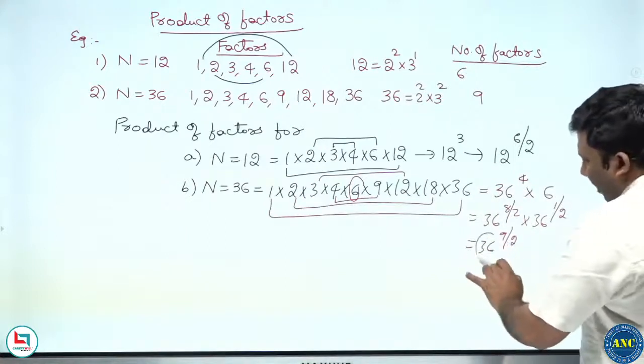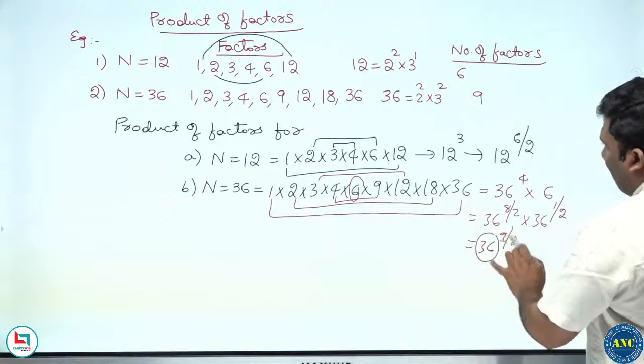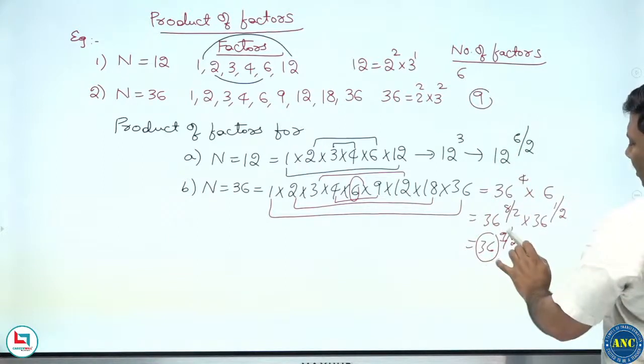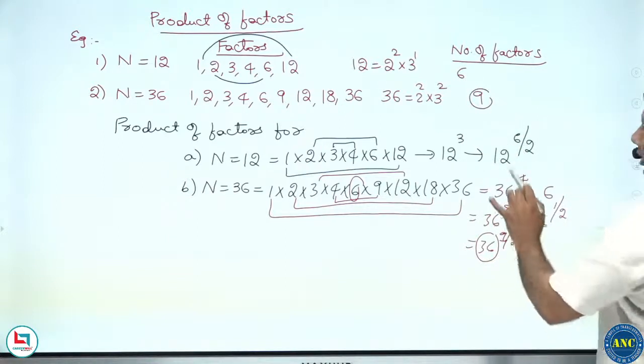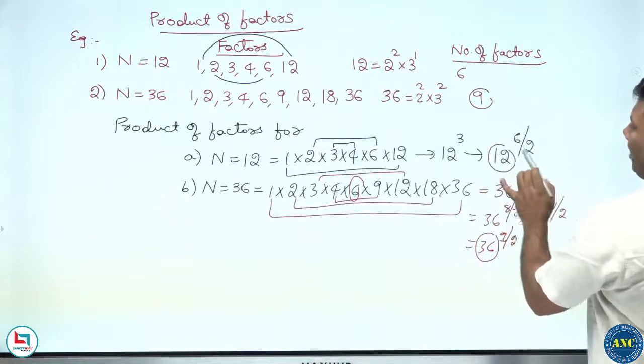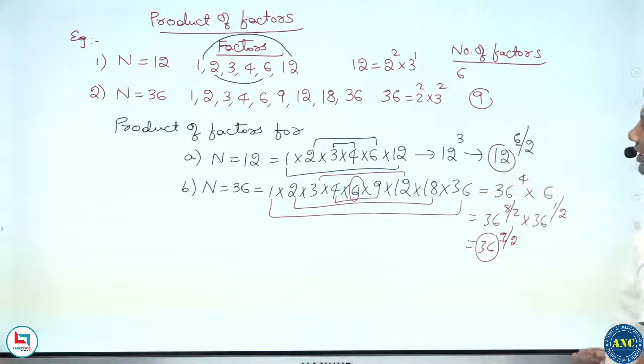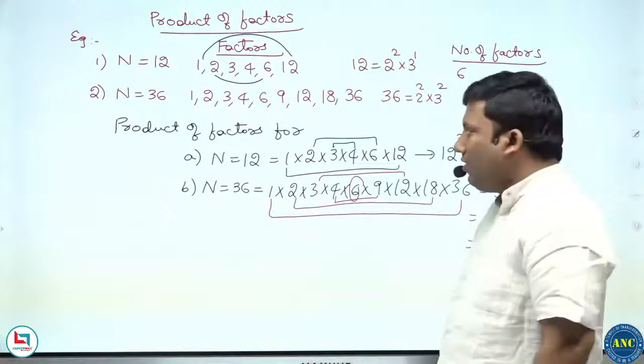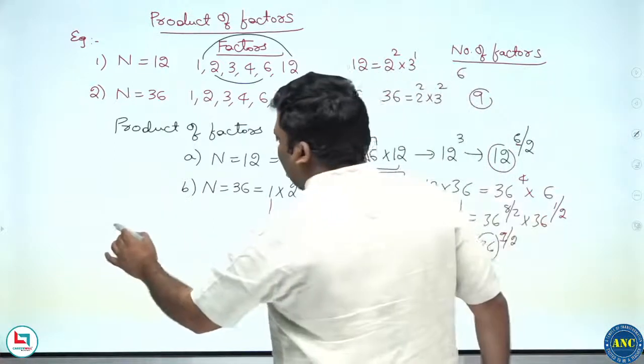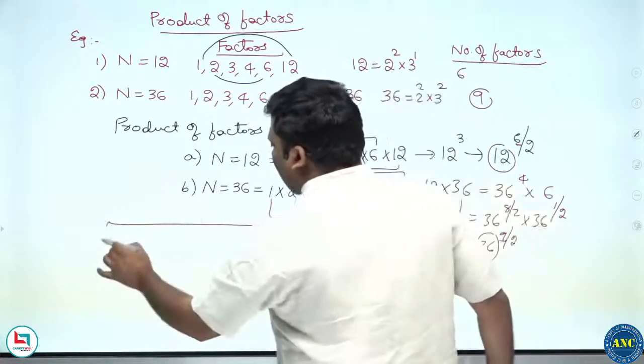Now if you observe, 36 is the number itself. 9 is the number of factors for this number. Number of factors by 2. 12 is the number itself. 6 is the number of factors for 12. 6 by 2. Very, very important key point. Extremely important key point.